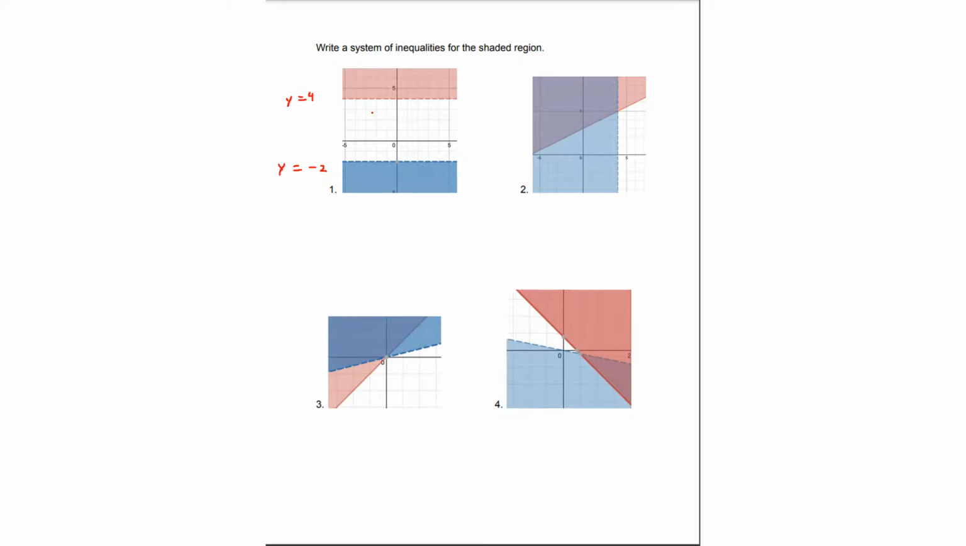And to figure out the inequality, look at where it's shaded. So for this first line, this red line right here, they shaded above it, which means it's going to be greater than 4. And since it's dashed, it's just going to be y is greater than 4. And you don't include the equal to sign. For this one, since it's shaded below right here, you know that it's going to be less than negative 2. So it's just y is less than negative 2. And that's your system of inequalities.